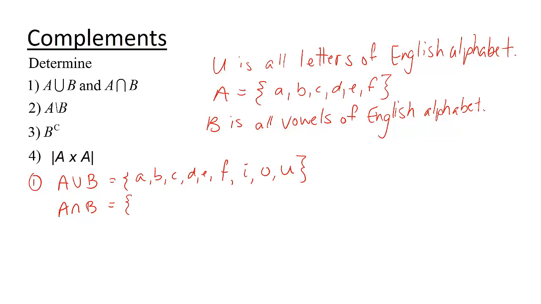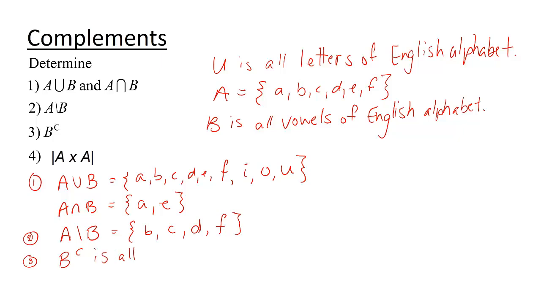Now, the intersection of A and B is going to be all of the elements that A and B share. Since B is the set of all vowels, the only vowels inside of set A are A and E. Next up, we're going to try to determine a relative complement. In this case, we want all of the elements that are in A, but not in B. So that's going to include all of the consonants that are in A: B, C, D, and F. What about the absolute complement of B? In this case, it might be easier to write it using words. The absolute complement of B should be all of the consonants of the English alphabet.